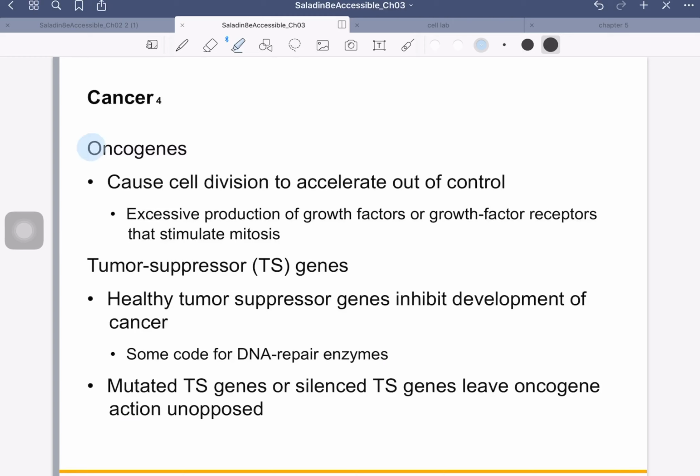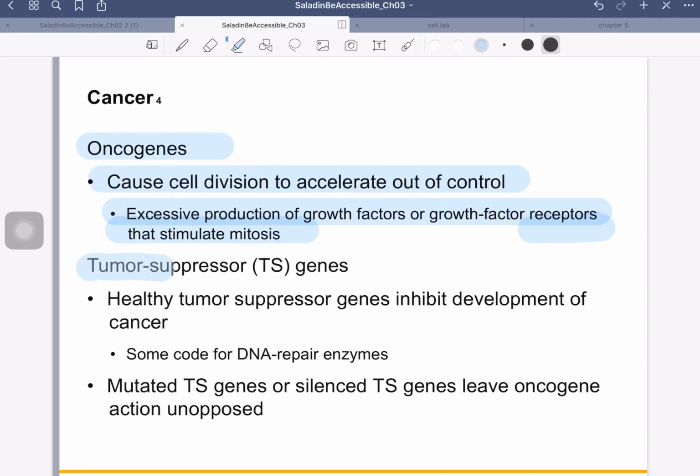Now, oncogenes cause cell division to accelerate out of control. Now, onco, of course, refers to cancer, and it may seem odd that we have these things called oncogenes, but typically these are most likely, in most cases, genes that deal with normal cell division that have gone out of control. And typically what they do is they produce excessive amounts of growth factors or growth factor receptors, and that helps to stimulate mitosis.